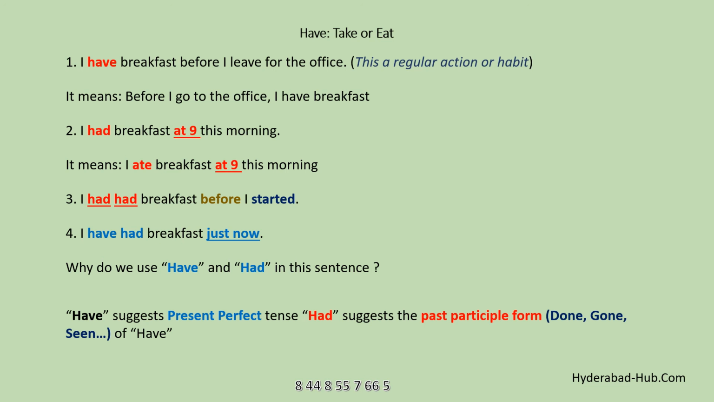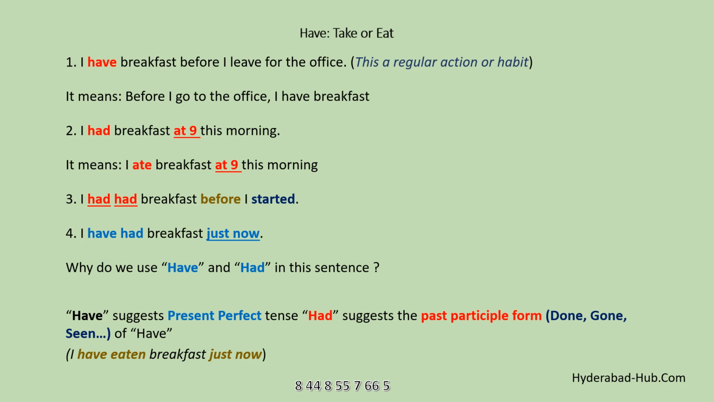Have suggests present perfect tense. As we have already discussed, the use of have in the present perfect. Had suggests the past participle form of have, and the meaning of have is to take or to eat, which means I have taken or I have eaten breakfast just now.